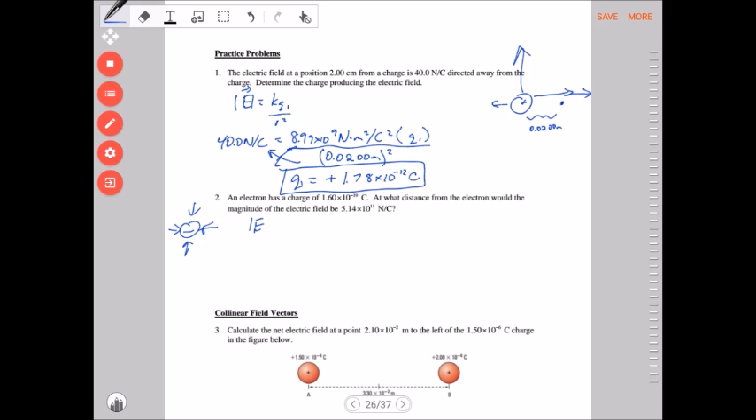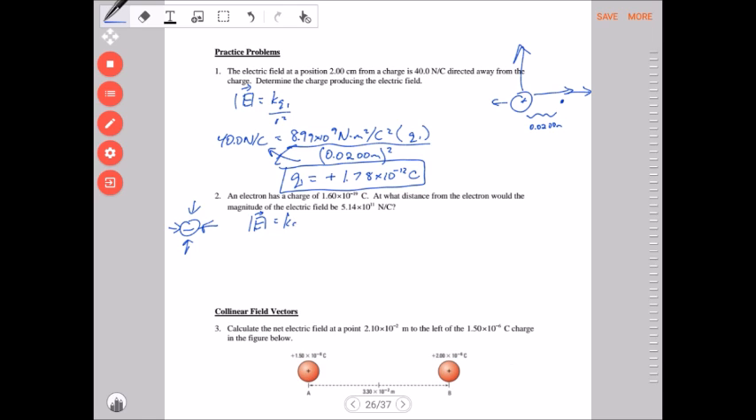Anyways, so electric field is equal to KQ1 over R squared. Let's figure this out. The electric field we want to be 5.14 times 10 to the 11 newtons per coulomb. K is 8.99 times 10 to the 9th newton meters squared per coulomb squared, times the charge, 1.60 times 10 to the negative 19 coulombs, all divided by R squared.